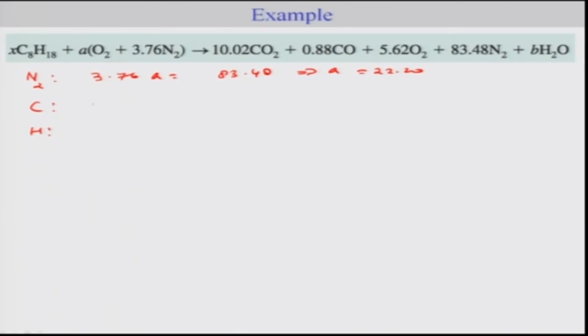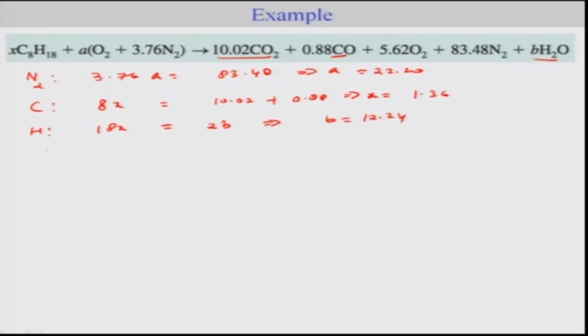Okay, what about carbon? 8X is 10.02, which is from here, plus 0.88 for carbon monoxide, leading to X is 1.36. And then for hydrogen, 18X is equal to 2B, so B is 12.24.